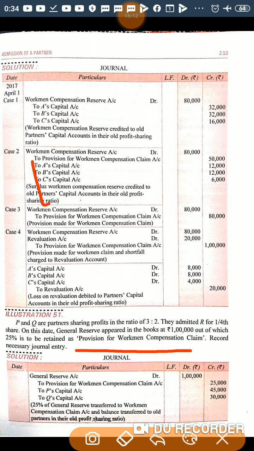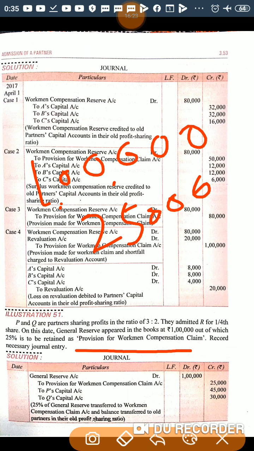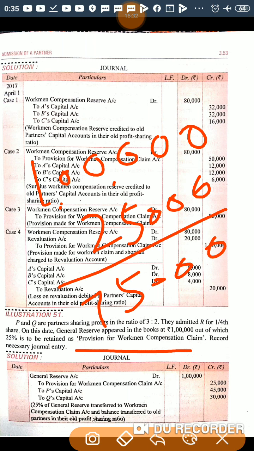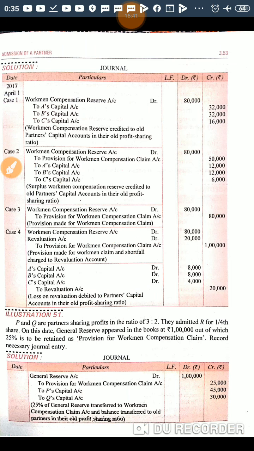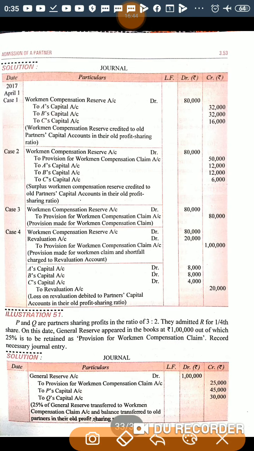So out of this 1 lakh, 25%, that is 25,000, will be retained for workmen compensation claim. The rest, 75,000, the excess over actual liability, will be written off among the old partners in their old ratio. So the journal entry will be: General Reserve has a credit balance, so while writing off it should be debited. General Reserve account debited with 1 lakh.